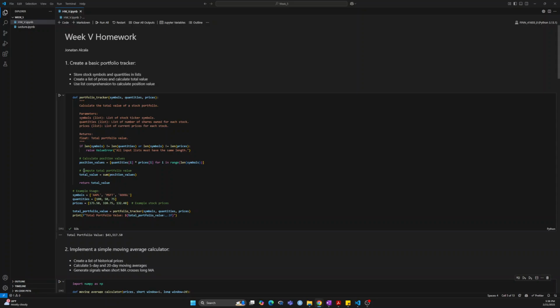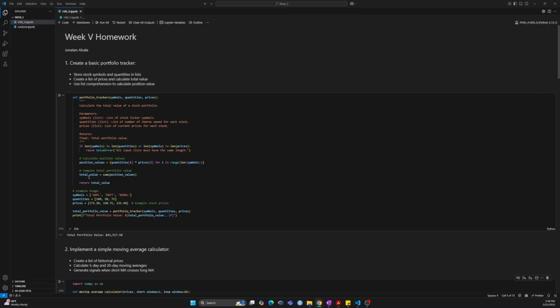First, we needed to create a basic portfolio tracker that stores stock symbols and quantities in a list, creates a list of prices, calculates total value, and then uses list comprehension to calculate position value. So the first function is called portfolio tracker. It helps calculate the total value of a stock portfolio. It takes 3 lists as inputs: stock symbols, the number of shares owned, and their respective prices. The function multiplies the quantity of each stock by its price and sums the values to determine the total portfolio worth.